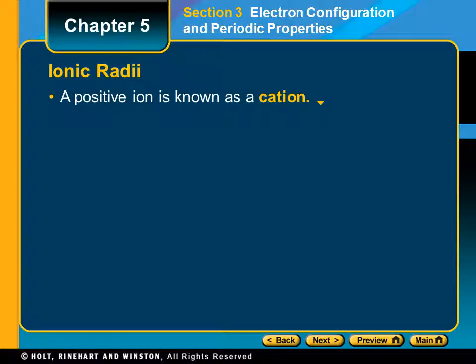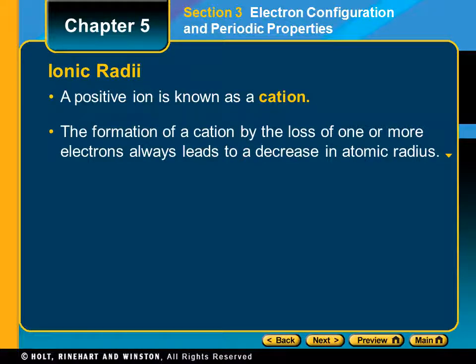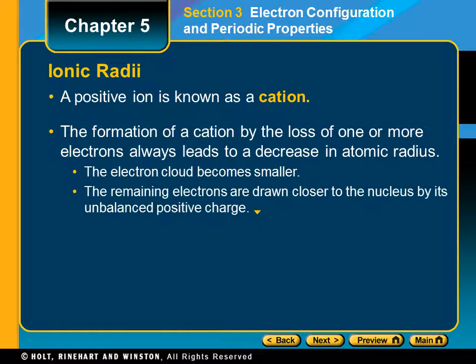Now, with ionic radii, a positive ion is known as a cation. Easy way to remember that is the t looks like a plus sign. The formation of a cation by the loss of one or more electrons always leads to a decrease in atomic radius. So, think about this. If you lose electrons, you lose negative charge. You have more positive charge than you have negative charge. The positive charge is going to pull the negative charge that's left in closer, and the atomic radius decreases because of that. The electron cloud actually becomes smaller. The remaining electrons are drawn closer to the nucleus by its unbalanced positive charge.